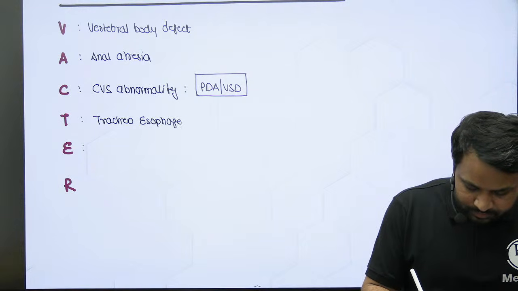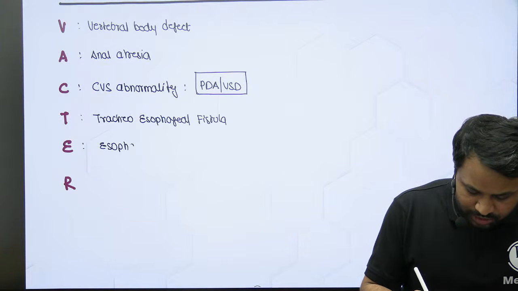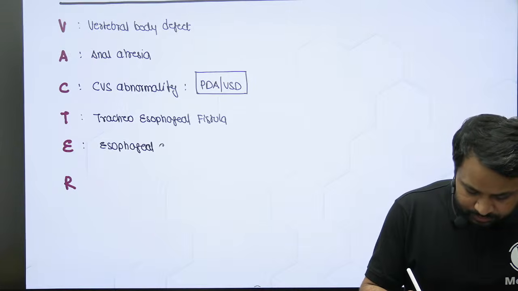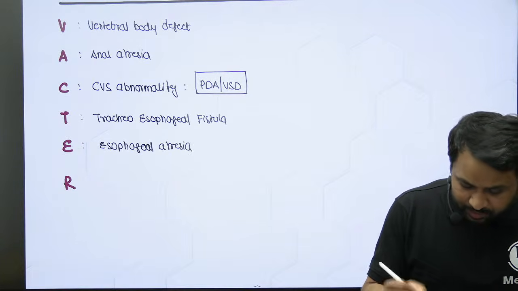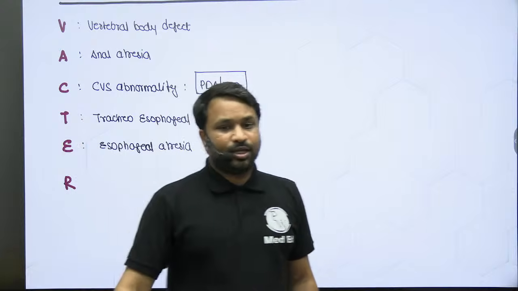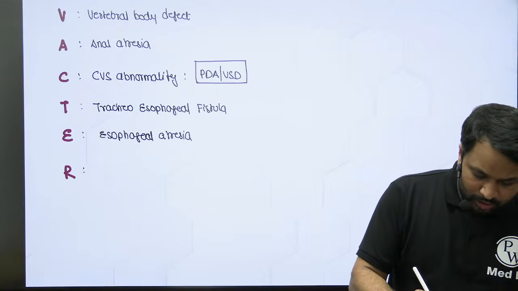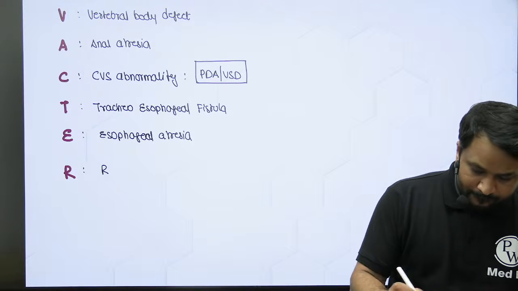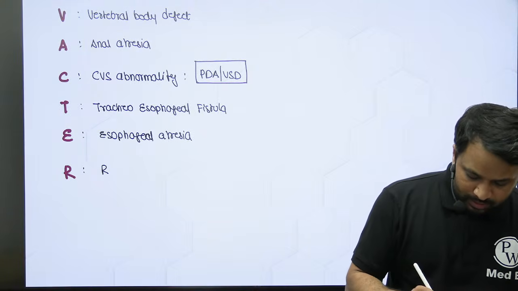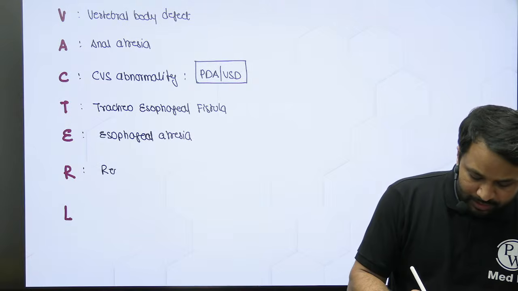tracheoesophageal fistula, and E stands for esophageal atresia. So as I told you, every patient who has an esophageal atresia will be associated with tracheoesophageal fistula as well. R stands for your renal. VACTERL है ना, L कहाँ चला गया? L भूल गए? ठीक है. R stands for renal abnormalities.